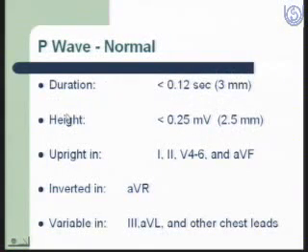Now we come to the ECG deflections one by one. The P wave: the duration of the normal P wave is less than 120 milliseconds, that is less than 3 millimeters on the ECG, and the height is less than 2.5 millimeters or 0.25 millivolts. The P wave is upright in lead 1, lead 2, V4 and V6 and in lead AVF, and is inverted in AVR, whereas it may be variable in lead 3, AVL and in the other chest leads.